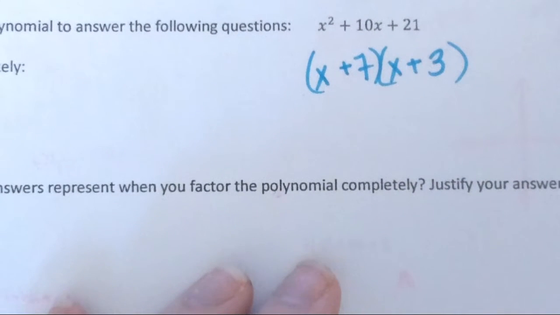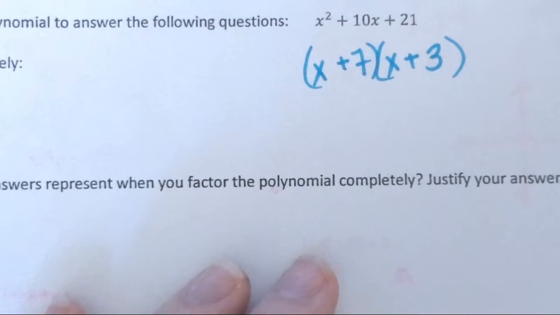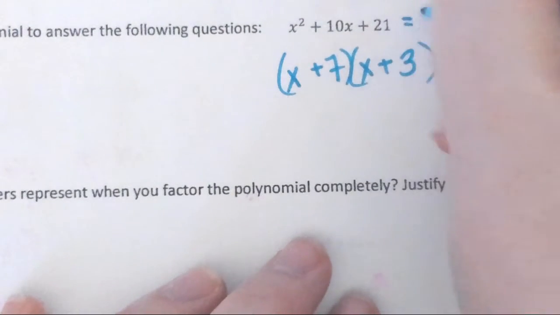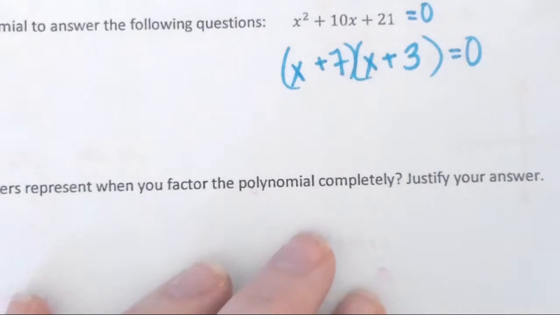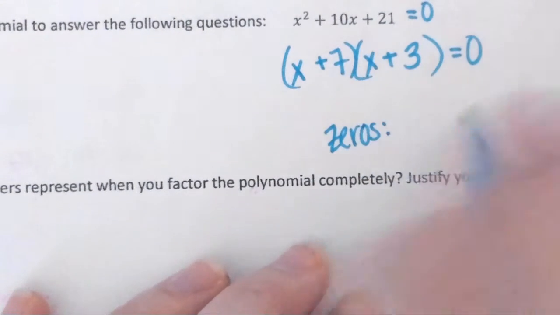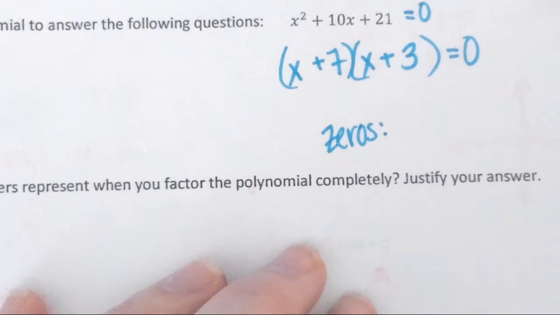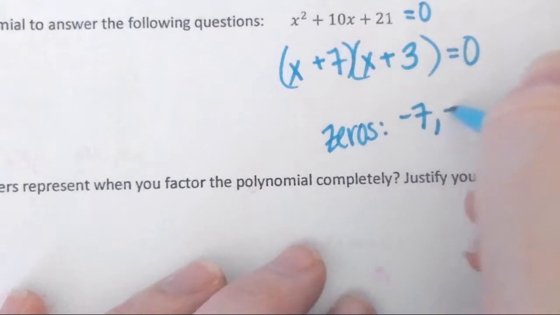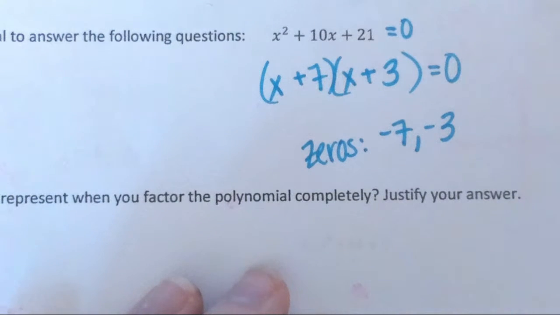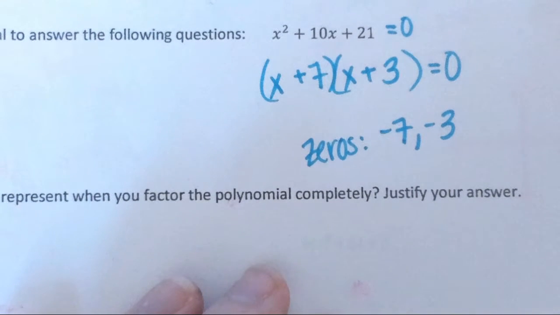What do the answers represent when you factor the polynomial completely? Justify your answer. Say it again. Yes, dear. That's exactly what I'm going to write. So we have zeros right now, and you can have a point for that. Where and where? Are there any questions about why the zeros are the opposite sides? There were some in first period. They're still frustrated with that.